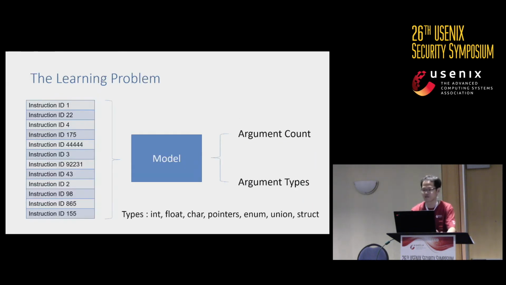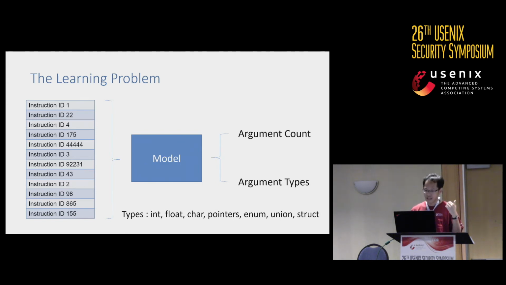With that, let's take a look at the learning problem we are trying to solve. What we want is to have a model that takes as input a function and produces the argument signature, which consists of 1, the argument count, and 2, the argument types. Note that the function which is used as input is a sequence of instruction tokens, and these instruction tokens do not carry any semantic meaning. They just give each instruction a unique representation.